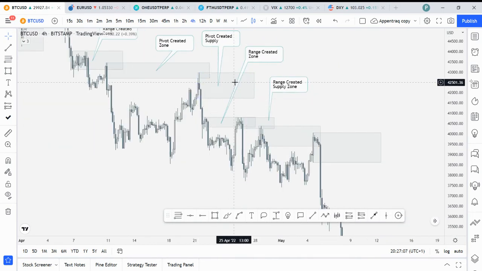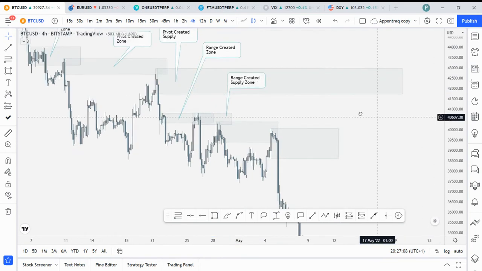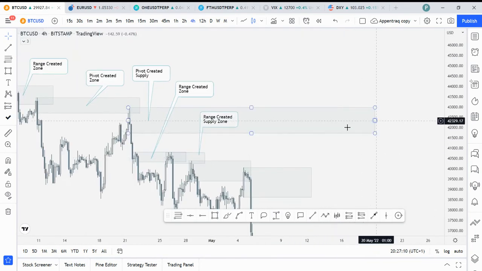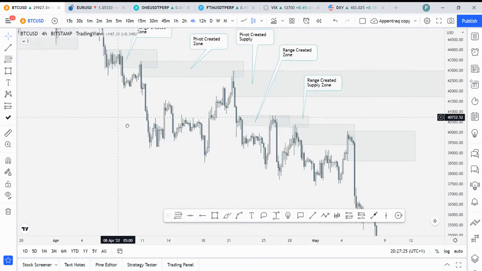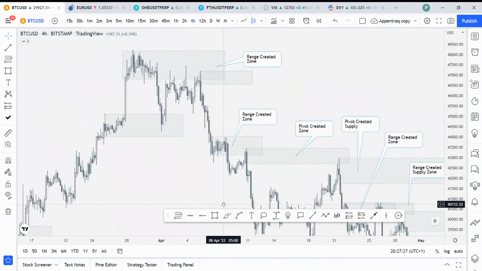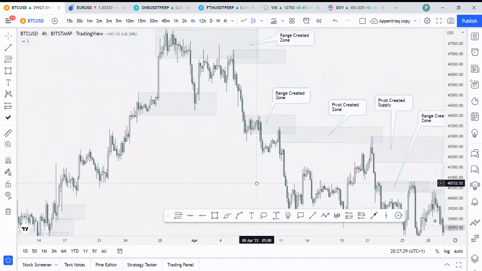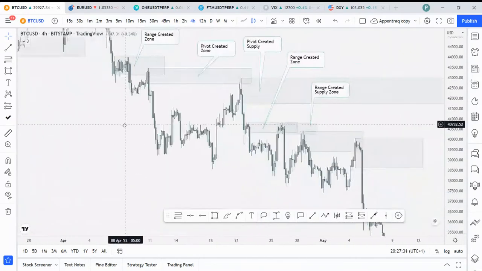So if price should come to this zone later in the future, we will most likely see a significant reaction, especially considering the equal highs we have here and the trendline liquidity we have here. We should see a strong reaction from this point. Okay, so that's on how supply and demand zones are created.